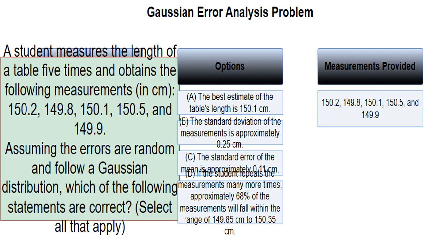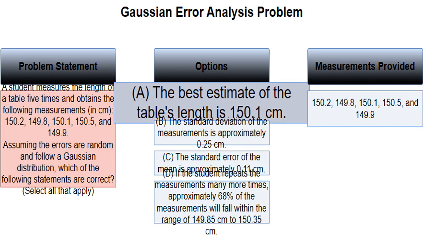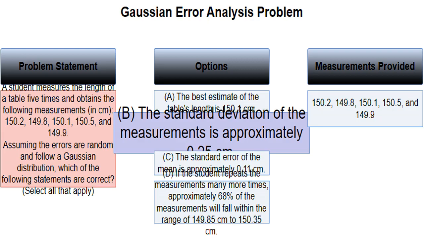Now, let's look at the given measurements of the table's length in centimeters. These values are the raw data for analysis. Now, let's look at the first option. It posits that the best estimate for the table's length is 150.1 centimeters. Remember, the mean is often used as the best estimate in such scenarios. Now, let's examine option B. It suggests the standard deviation is about 0.25 centimeters. Standard deviation is the measure of the spread of the data.